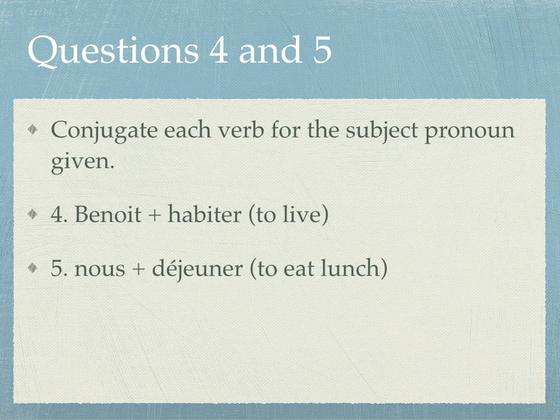So, questions 4 and 5. Conjugate each verb for the subject pronoun given. So number 4, we have Benoit, which is a guy's name, and habiter, which means to live. So how would you say Benoit lives? Same thing with number 5, nous and déjeuner, to eat lunch. How would you say we are eating lunch?